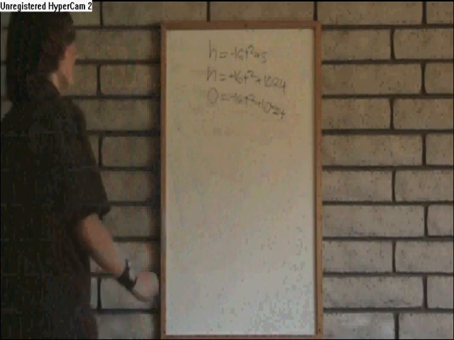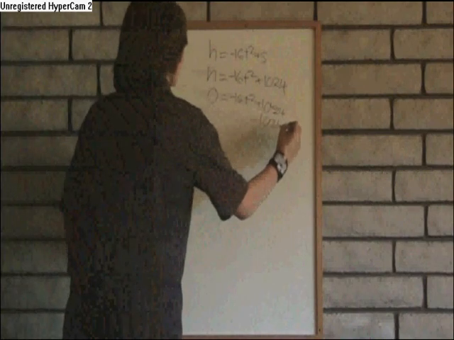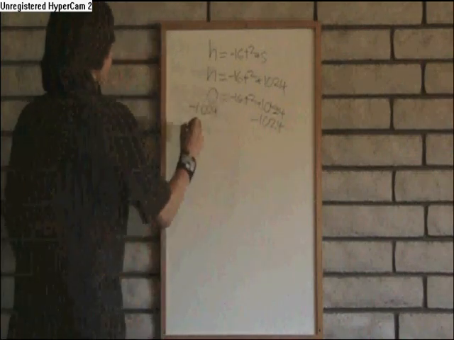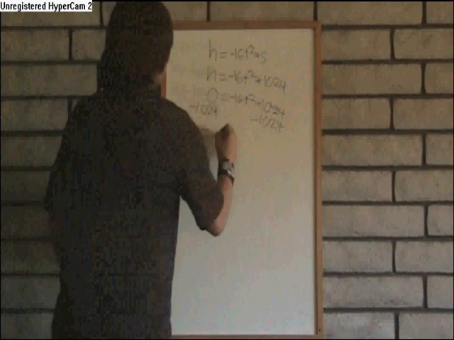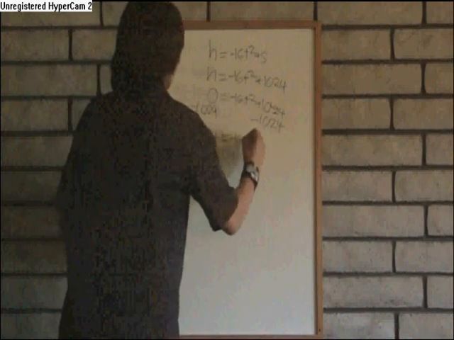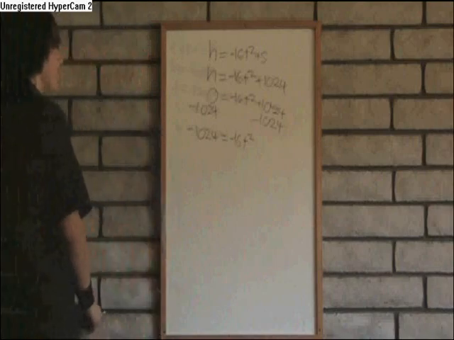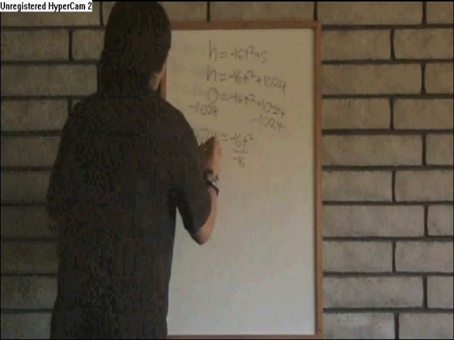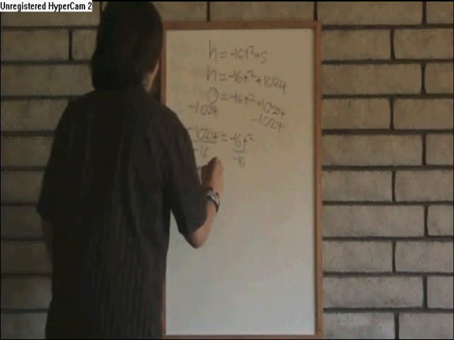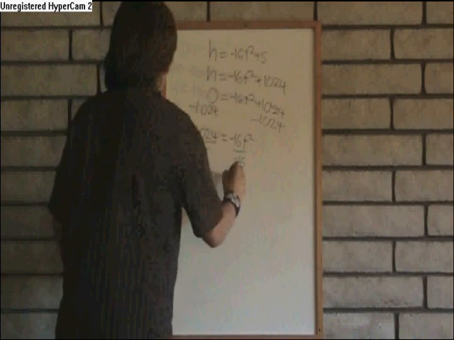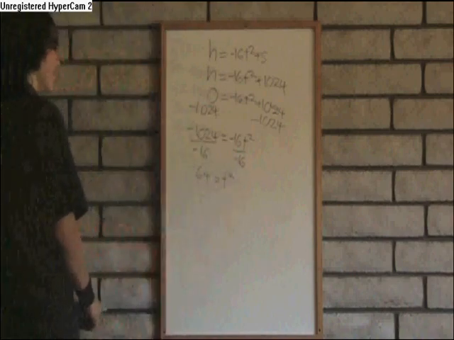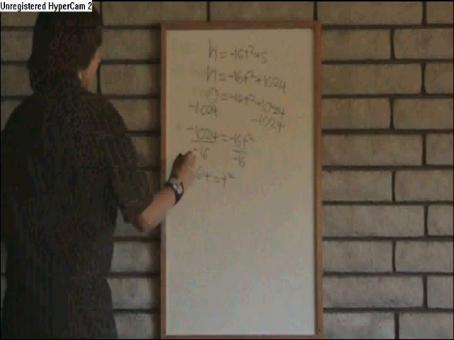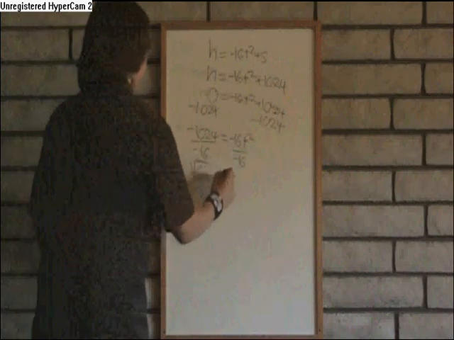Subtract 1,024 from both sides, and our equation is now negative 1,024 equals negative 16t squared. Then you divide both sides by negative 16, and we get 64 equals t squared. To find the square root of 64, we use a square root table or an algebraic calculator, so the equation is 8.0 equals t.